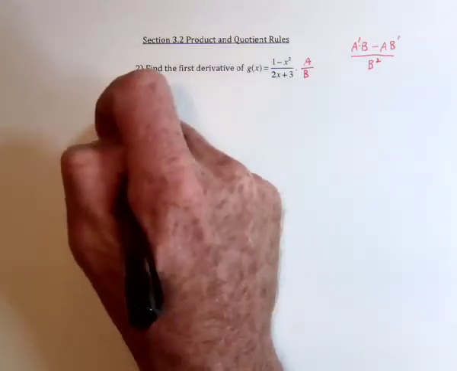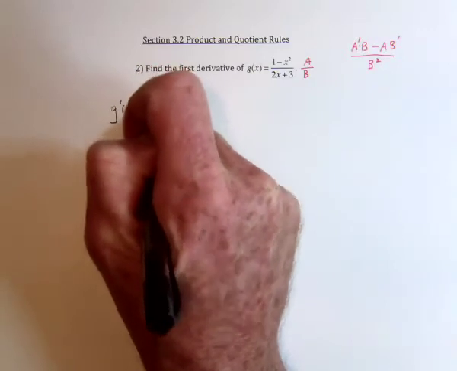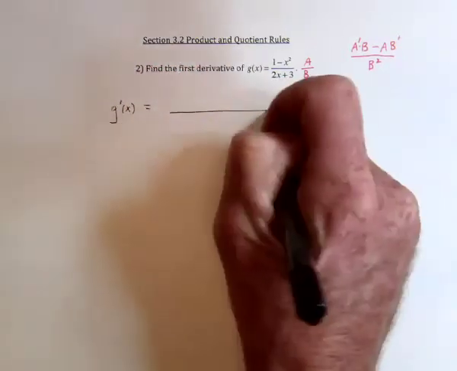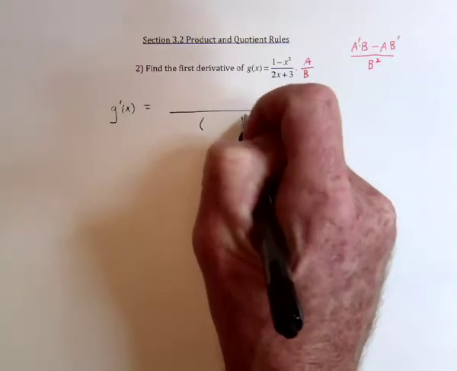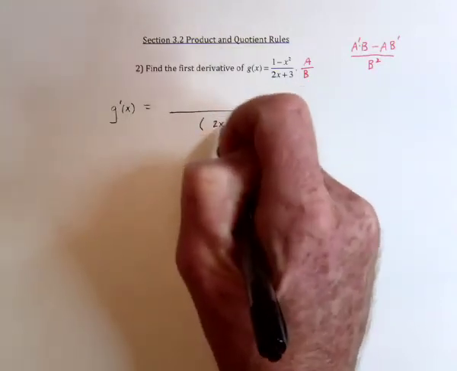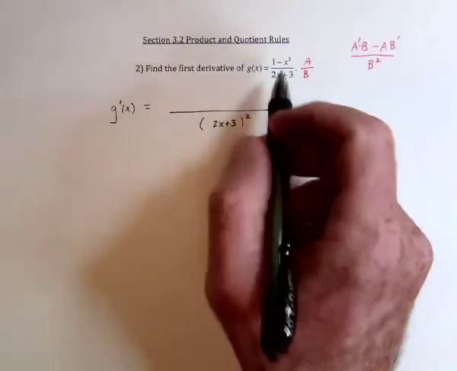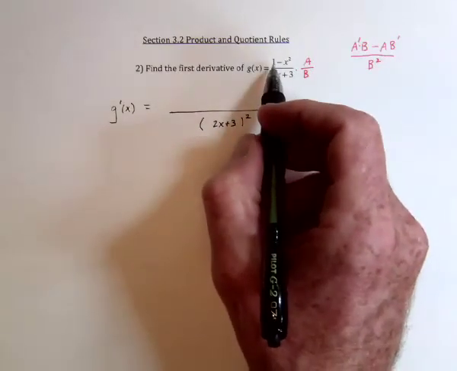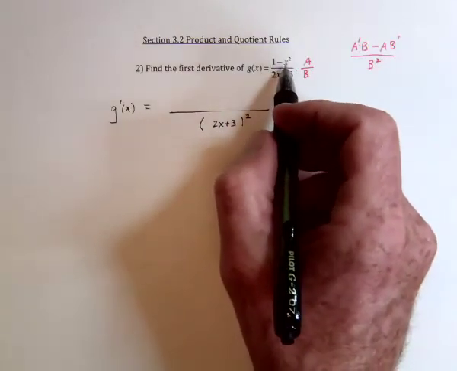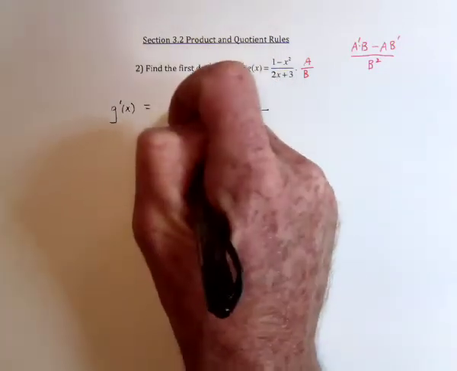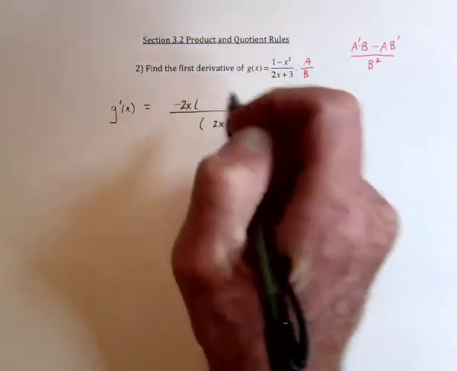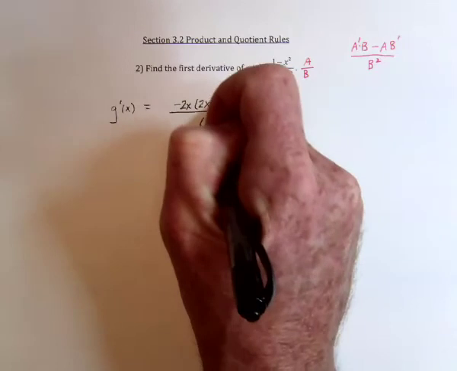So here the derivative of this g function is going to be, I always like to just go ahead and say the denominator squared first of all. Doesn't take much thinking, might as well just get it done. Then for the numerator, take the derivative here, so the derivative of 1 is 0. The derivative of this will be negative 2x. And then the denominator is left alone.